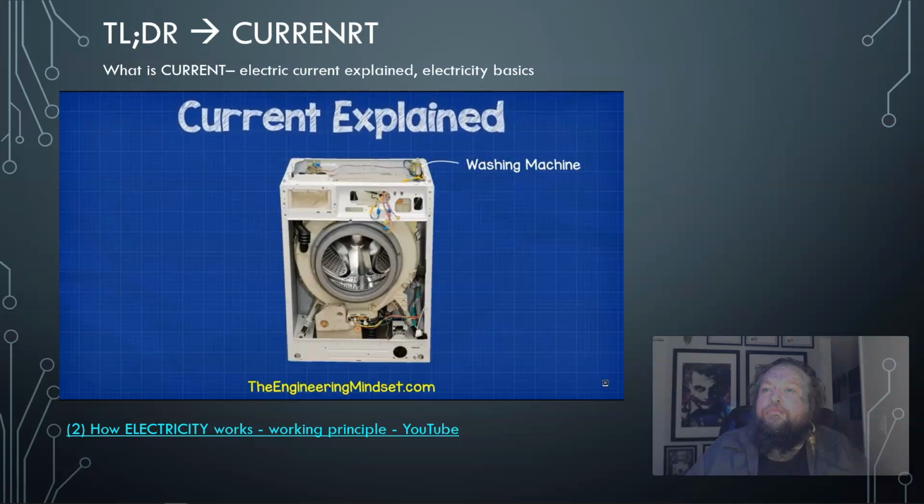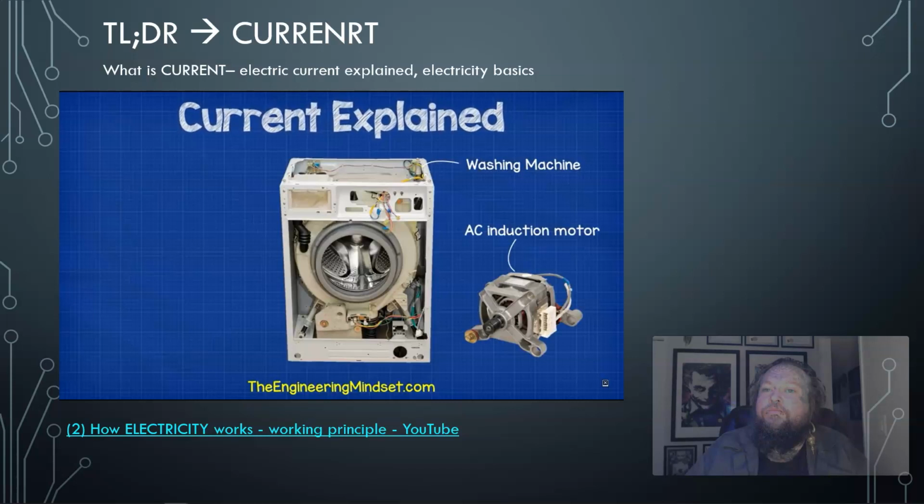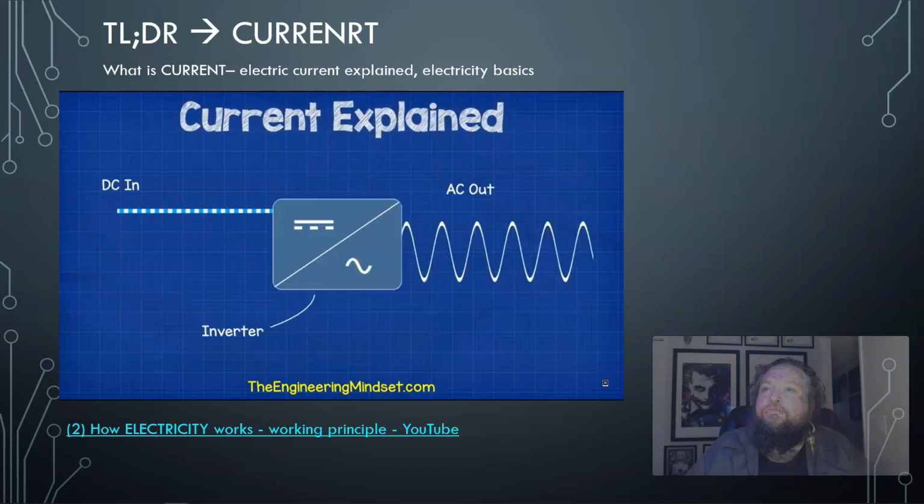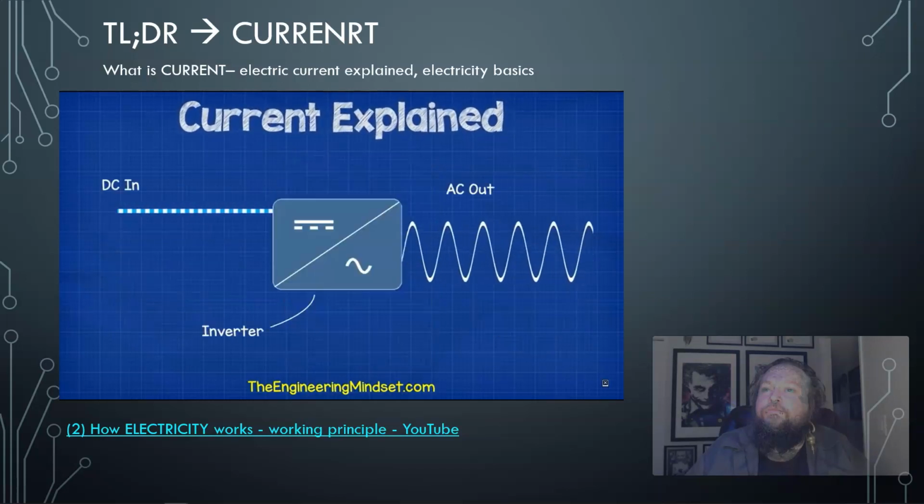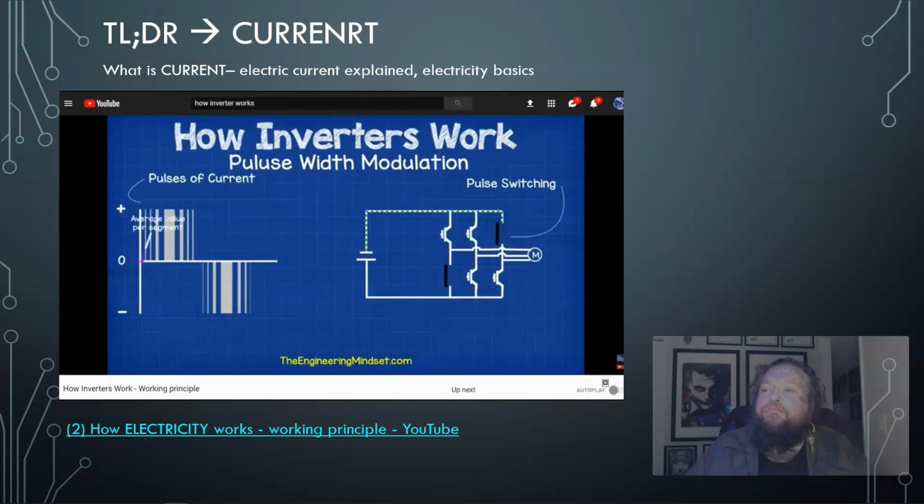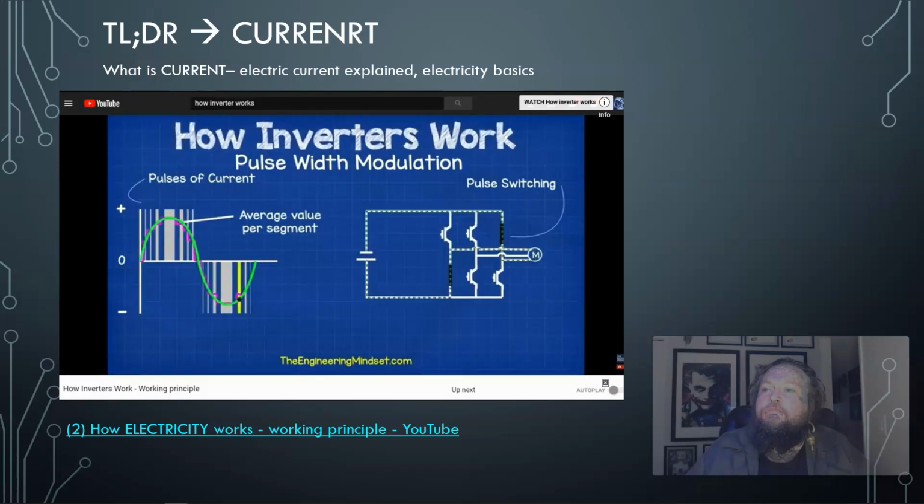For example, a washing machine will use AC for the induction motor, which is used to spin the tub with the clothes in. But the circuit board, which controls the settings, the lights, the timers, as well as how fast the motor spins, will use DC power. We can convert AC to DC using an inverter. This is extremely common in electronics. We've covered how inverters work previously, links down below if you want to watch and learn about that also.